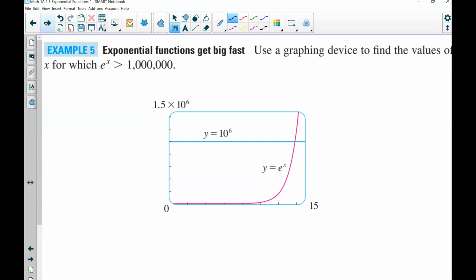Okay, now for our last example here, exponential functions get big fast. Using a graphing device, let's find values of x for which e to the x is greater than 1 million. In figure 16 here, we graph both of the functions y equals e to the x and the horizontal line y equals 1 million, which is y equals 10 to the 6.